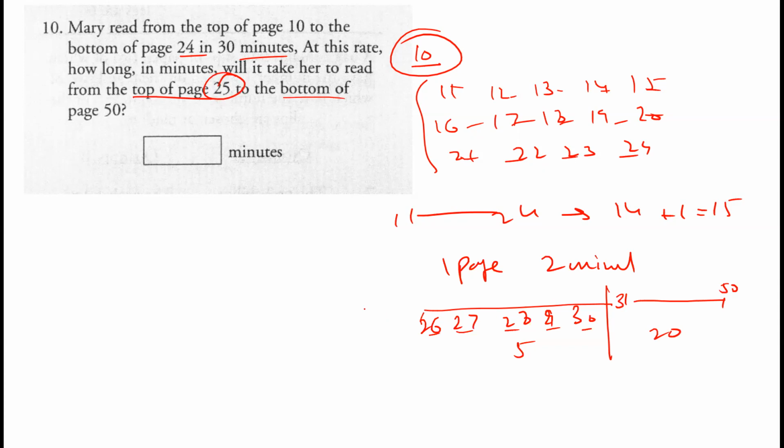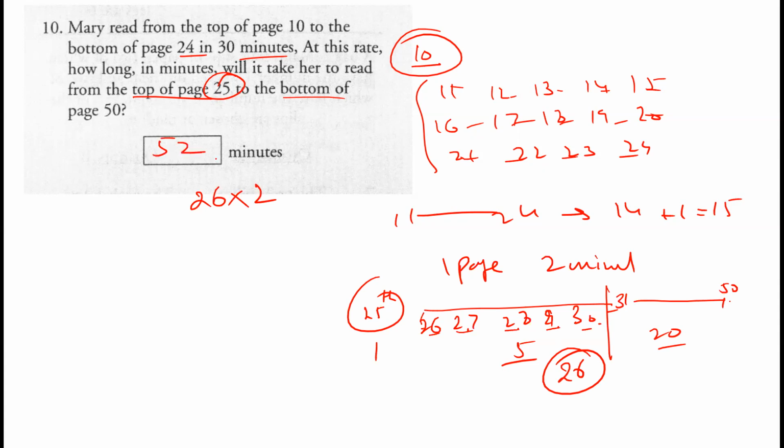And we also read the 25th page. So one page of 25th, and 26, 27, 28, 29, 30 equals 5 pages. And from 31 to 50, we have 20 pages. So the total number of pages we are reading equals 26. So 26 into 2 equals 52 minutes.